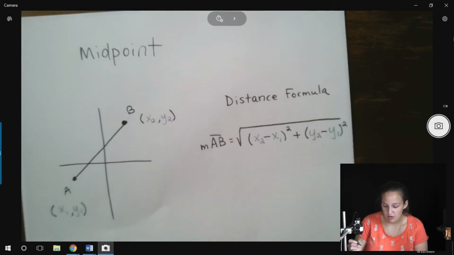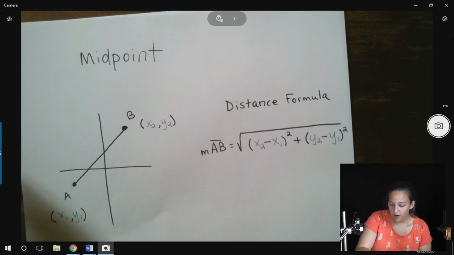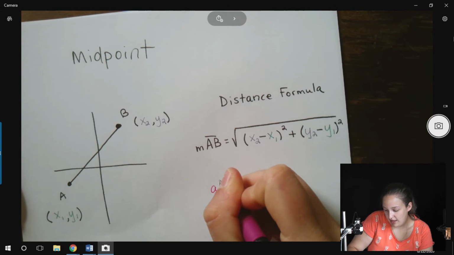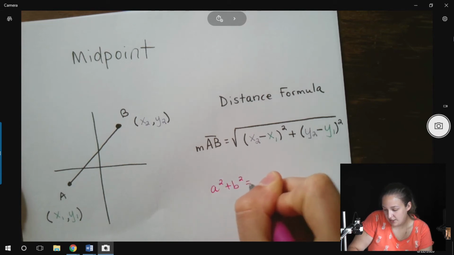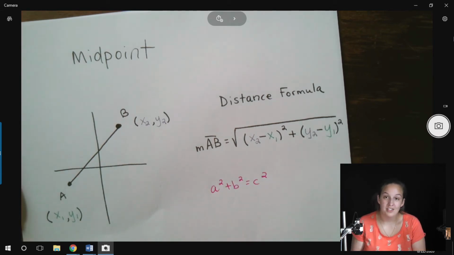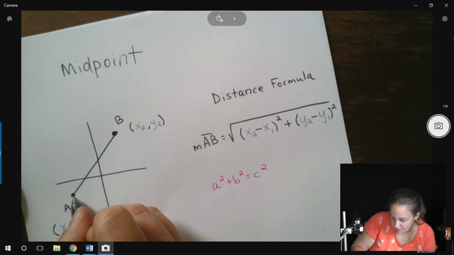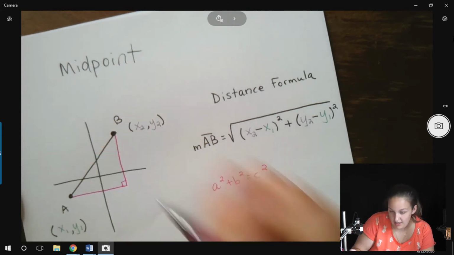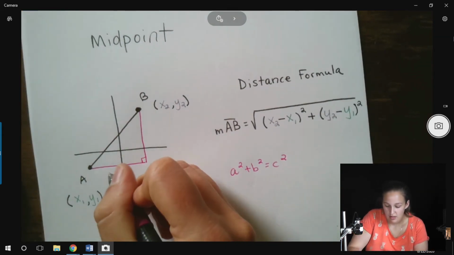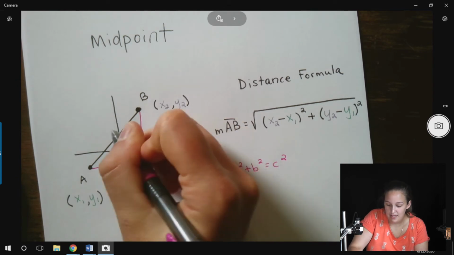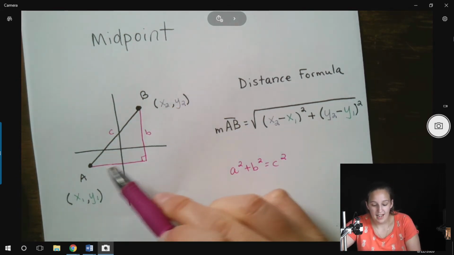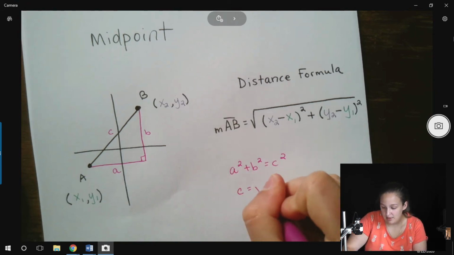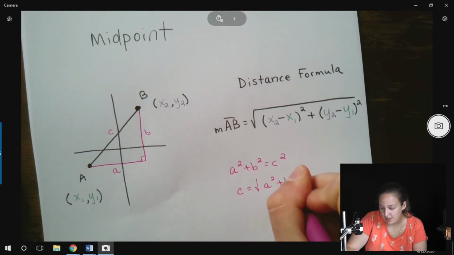Alright, the kind of cool part about this is it follows a squared plus b squared equals c squared. That's how they found the distance formula. If you extended this out like this, you had some sort of triangle here, and you call this side A, this side B, and this side C. You want to find the length of this side, which is C. C is then going to be the square root of a squared plus b squared.